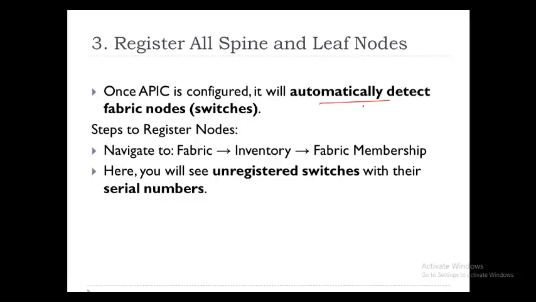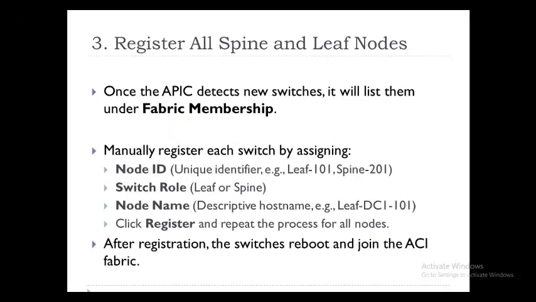For that, you go to Fabric, Inventory, Fabric Membership. When you go there, you will see unregistered switches. You will see their serial numbers with no IP address and name. So what we do is, once the APIC detects a new switch, it will list them under the fabric membership. Manually register each switch by assigning a node name like this. Give a name. This is leaf 101. This is spine 201.